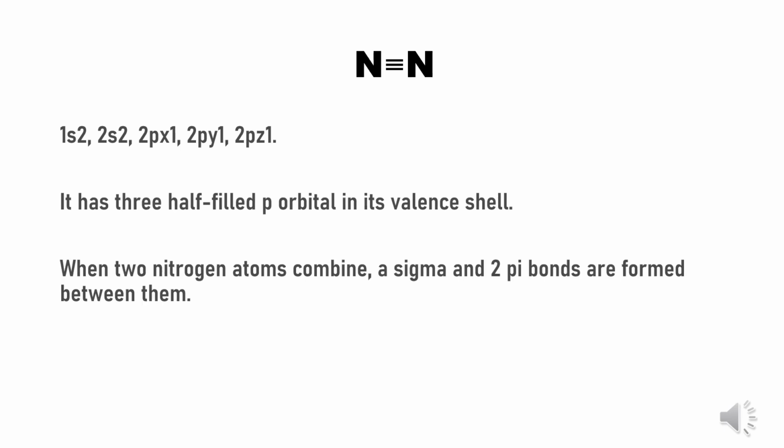Now let's take the case of nitrogen. The electronic configuration is 1s2, 2s2, 2px1, 2py1 and 2pz1. So we can see that it has three half-filled p orbitals in its valence shell. So when two nitrogen atoms combine to form a nitrogen molecule, it results in the formation of a sigma bond and two pi bonds.